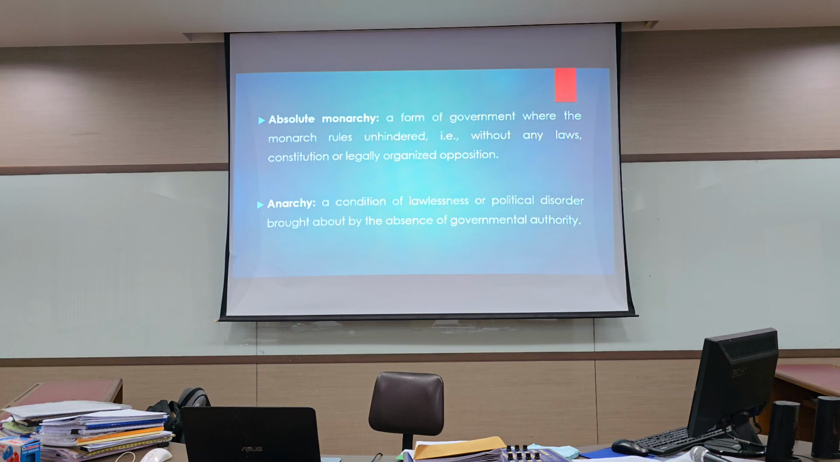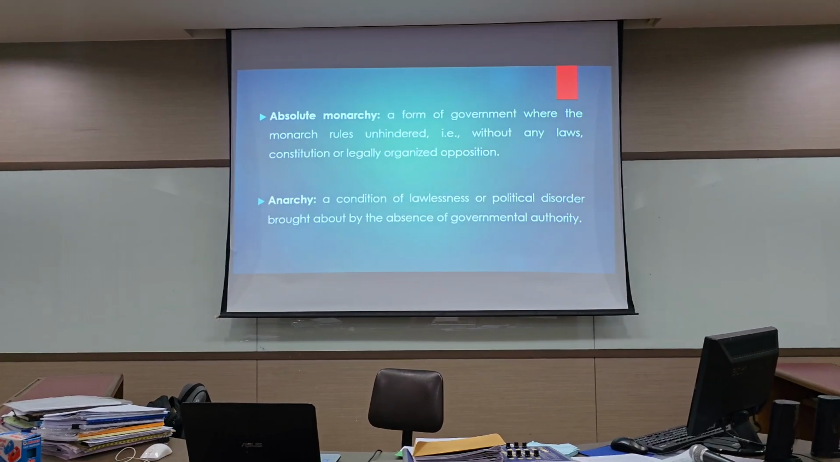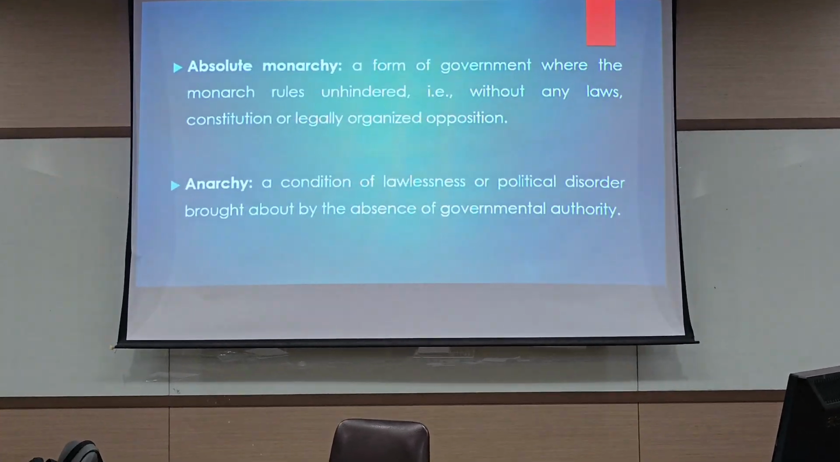Can you see the definition? Absolute monarchy, a form of government where the monarchy rules unheeded, that is without any laws, constitution or legal organized opposition. Whatever the monarchy says is final. Of course, he's the one that got the country.